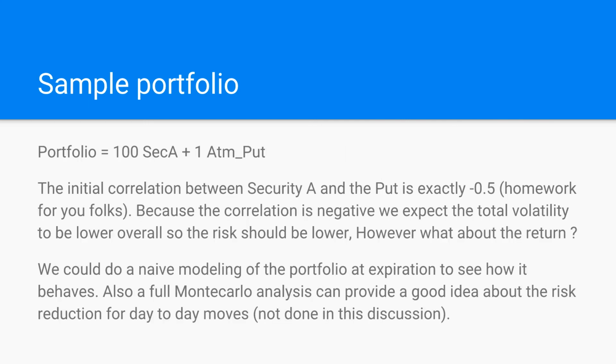So this is my sample portfolio. I have 100 shares and I have one at the money put. If you have this kind of portfolio, I can show you that the initial correlation between the two is minus 0.5. I leave it as homework for you, but it is minus 0.5. So we have negative correlation and we expect volatility to be lower. What about the return? Well, the return will be affected, of course, because of the cost of the put.